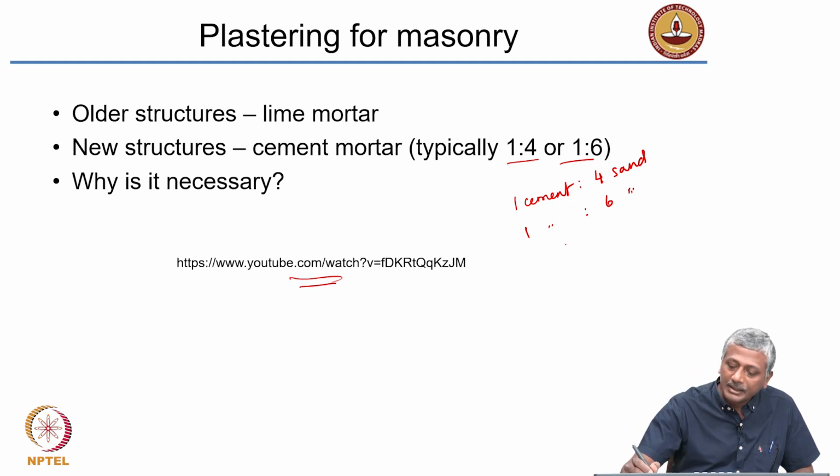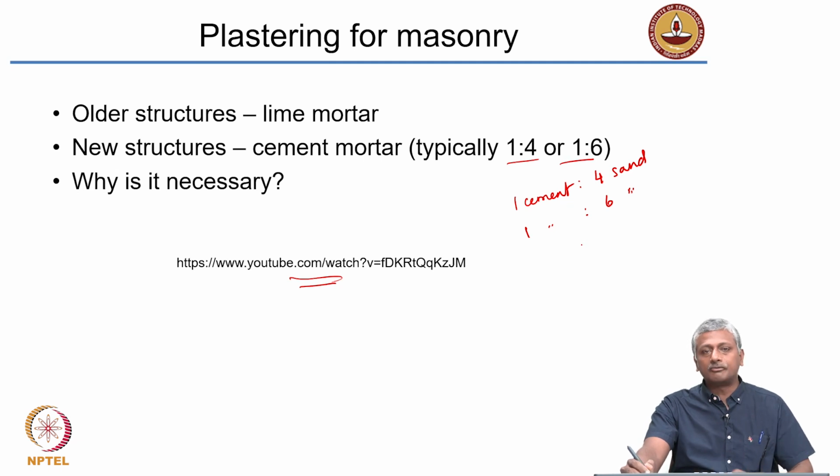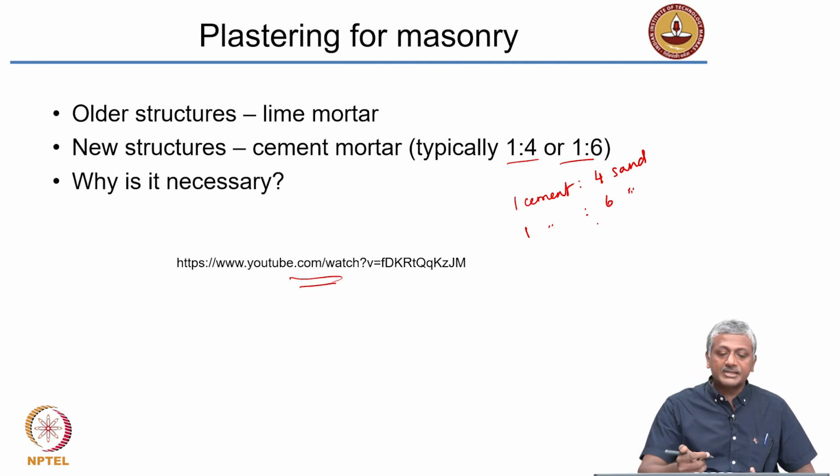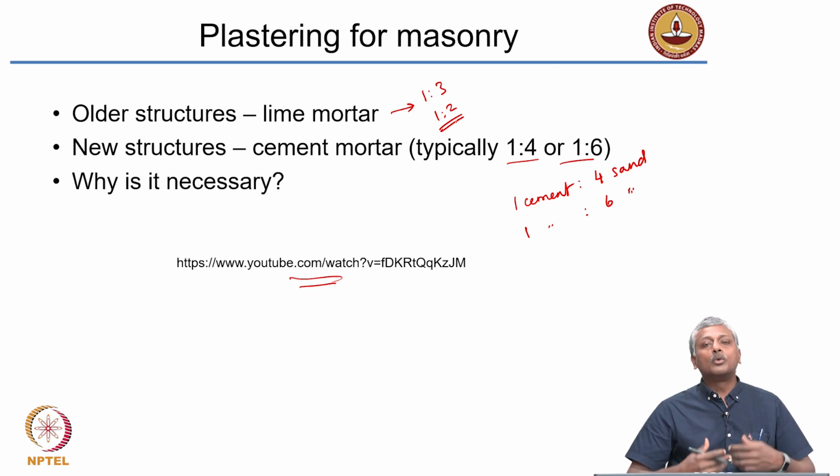So, this ratio provided of 1:4 or 1:6, this is in terms of volume, not exactly in terms of mass. Even in lime, the ratios typically are 1:3 or 1:2. You have more lime needed to get some minimum strength of the mortar as compared to the cement plaster.